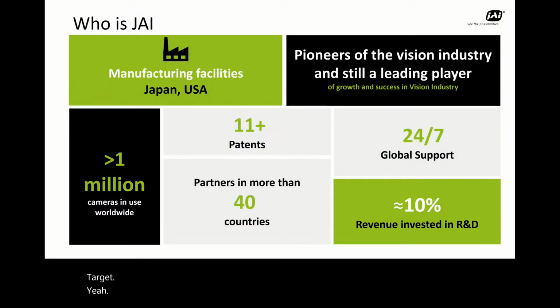예, 잠깐 회사 소개를 할게요. 저희 JAI라는 회사는 덴마크 회사고요. 일본과 미국에 공장을 두고 비전 산업을 이끌고 있는 회사입니다. 현재까지 100만 대 이상의 카메라를 공급했고 매년 매출의 10% 이상을 투자하는 기업이고요. 현재 40개국 이상의 파트너들과 전 세계에서 활동하고 있고, 저희의 가장 큰 장점은 전 세계 서포터들이 교대 근무하면서 24시간 기술 지원을 계속 제공한다는 것입니다.